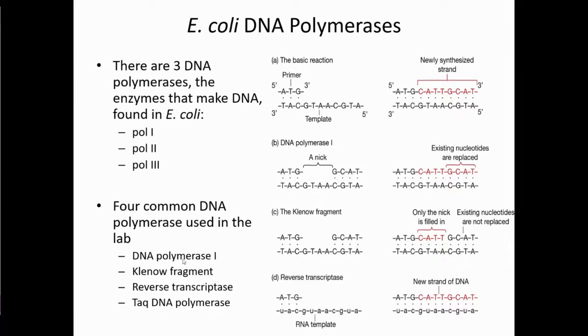And then Klenow is part of POL1. Basically, Klenow can only fill in the gap because it does not have the 5' to 3' exonuclease activity. And then there are two other enzymes, reverse transcriptase and Taq DNA polymerase. Taq DNA polymerase, as I mentioned, is the one that we commonly use in the PCR reaction because it is a heat stable DNA polymerase. And reverse transcriptase uses RNA as a template to synthesize complementary DNA.